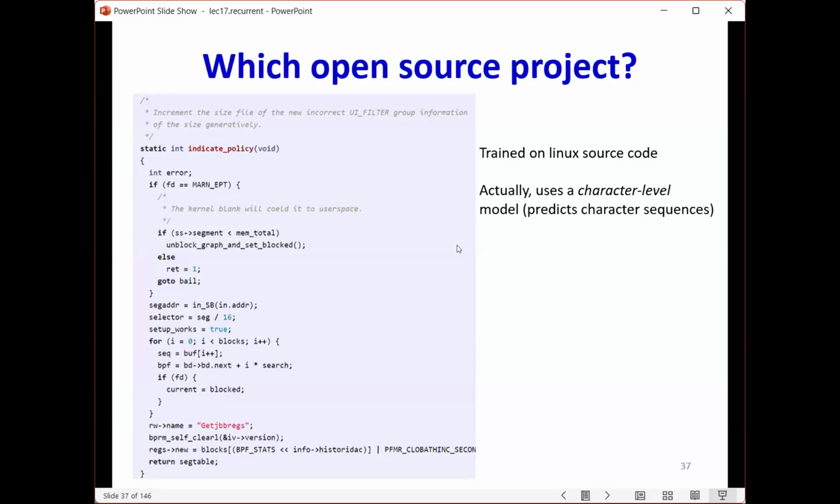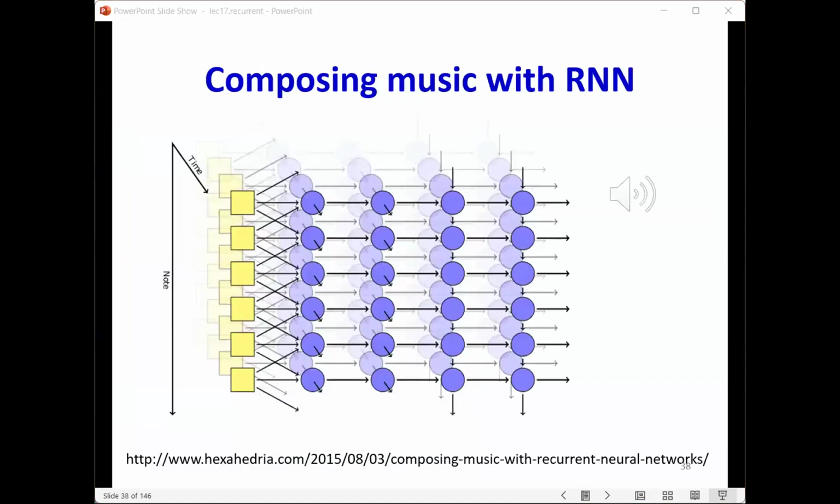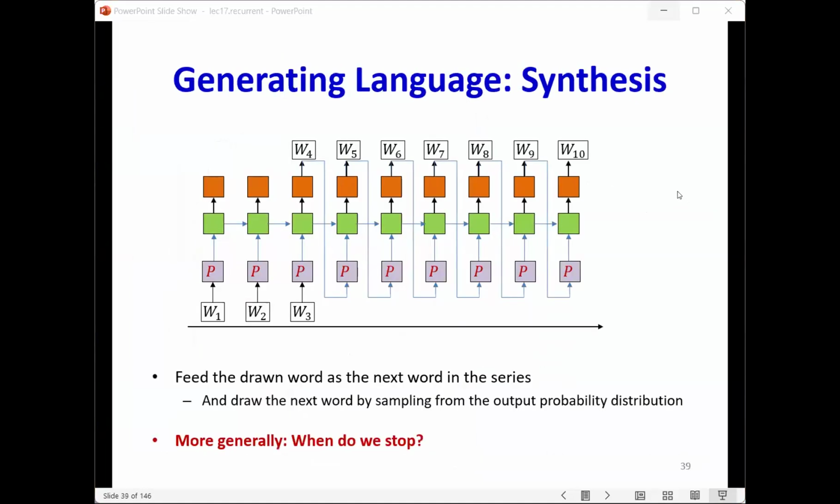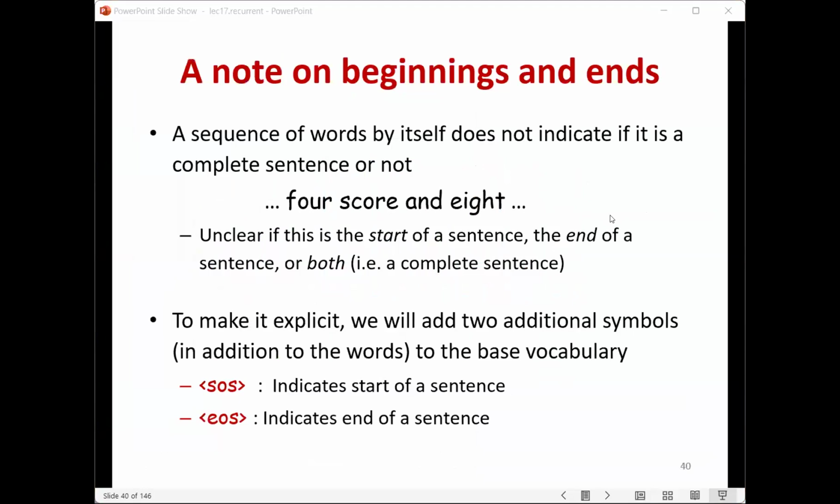In the case of music, there's no need to stop. You can just keep going on and on and on, right? But more generally, you need to stop. So when do we stop? Do we just keep going on forever? That doesn't make sense. So we need to have some way of indicating this. And so here, we actually like to mark beginnings and ends. A sequence of words by itself does not indicate if it's a complete sentence or not. If I just look at 4 and 8, I don't know if it's the beginning and I don't know if it's the end.